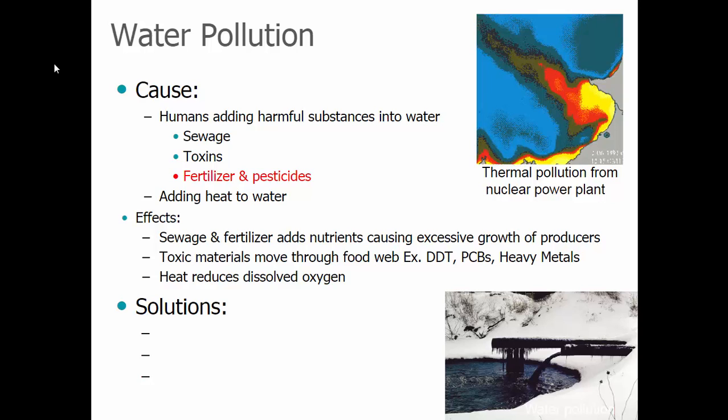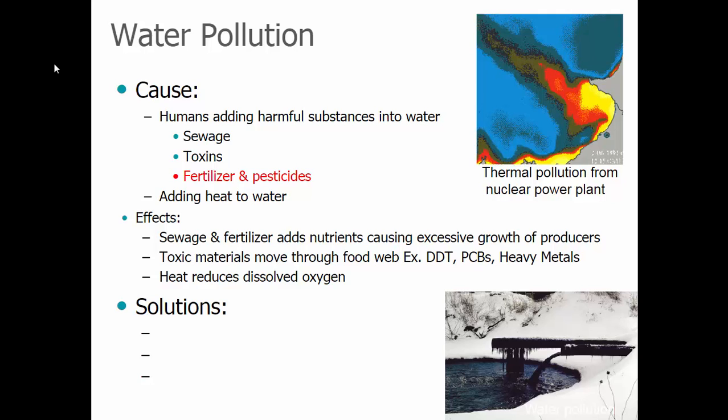It's not polluted in any way with chemicals, but it is polluted with heat because the water that's discharged is much warmer than the water that went in. And warm water holds less oxygen and it interferes with some of the aquatic ecosystems.